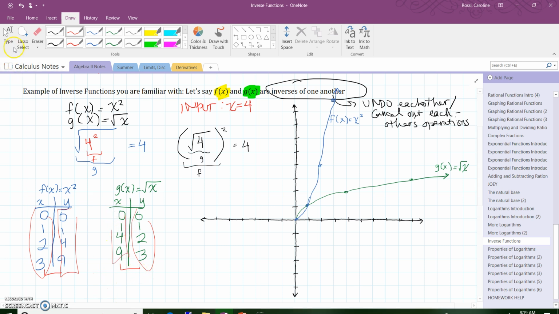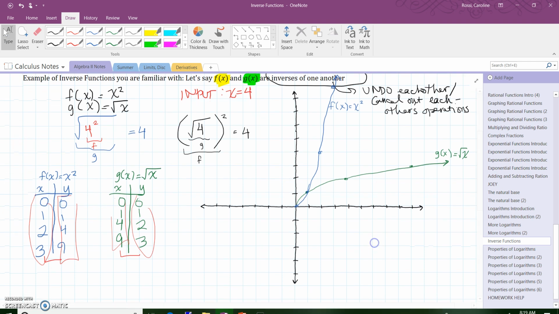So one thing that we should notice here is that for inverse functions, the ordered pairs are switched. So I'll write this down here. Ordered pairs are switched. So anything that was an xy now becomes a yx.